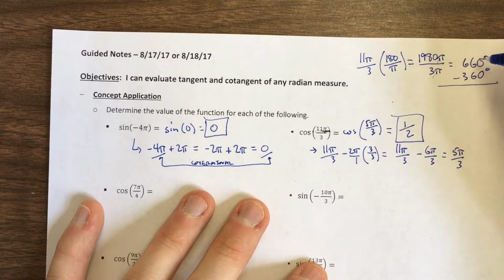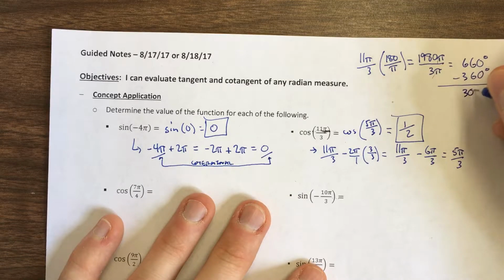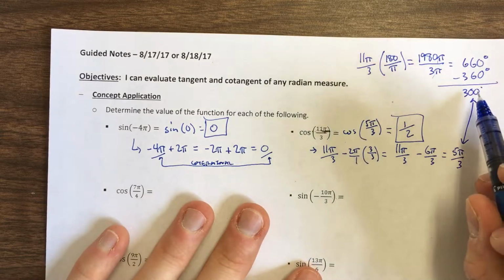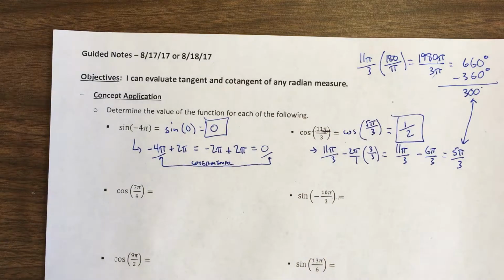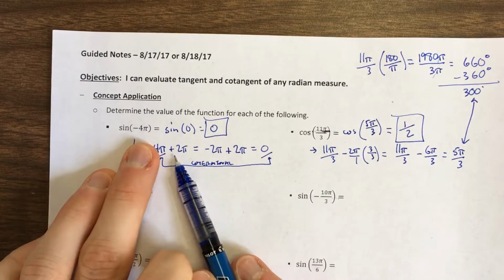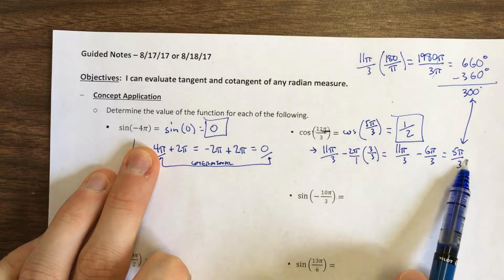Now because 660 is bigger than 360, we can subtract the 360 to get to 300 degrees. And that falls in the same place as 5 pi over 3, which means that the value there would be 1/2. Both of these ways are very valid: by adding 2 pi if it's negative, and subtracting 2 pi if it's positive, to get the coterminal angle.